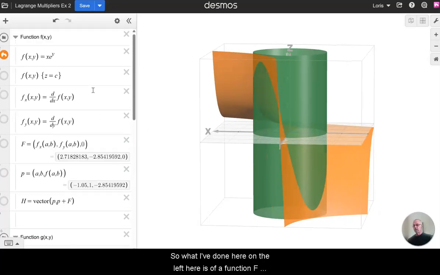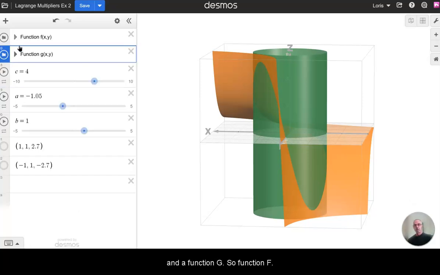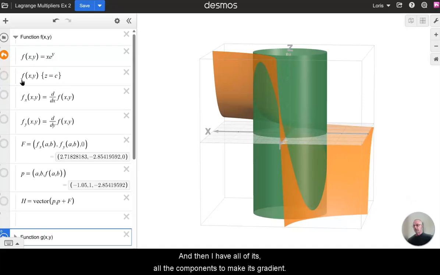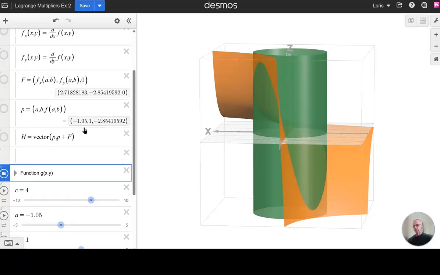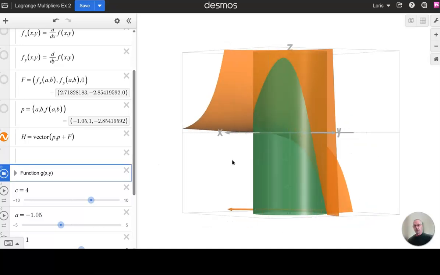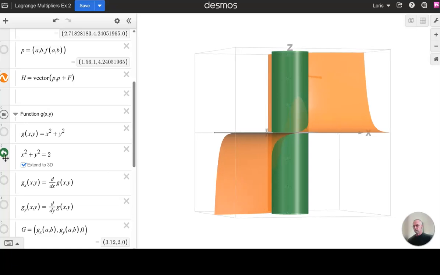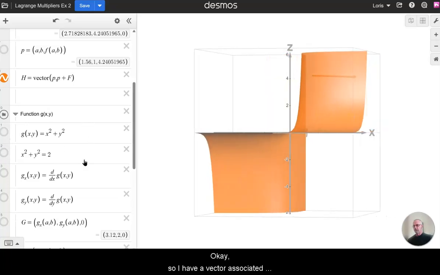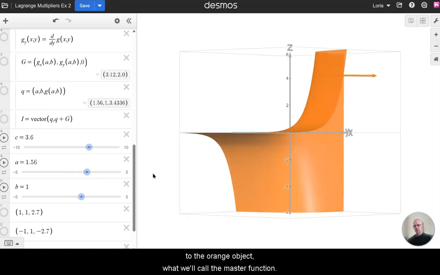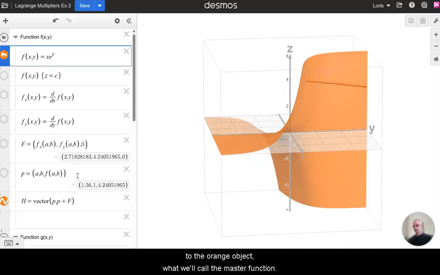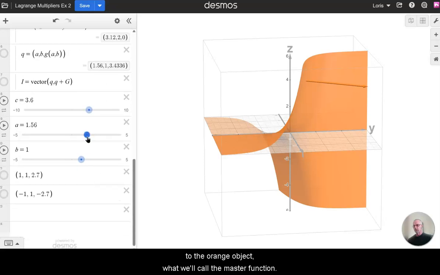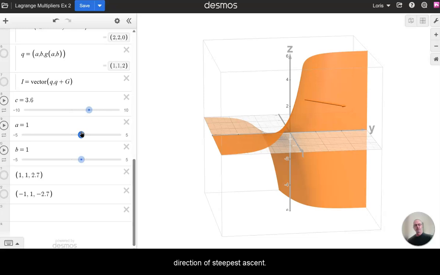So what I've done here on the left is I have a function f and I have a function g. So function f, and then I have all the components to make its gradient. And then here is the gradient itself in orange. So I have a vector associated to the orange object, what we'll call the master function maybe. This is the gradient vector which points in the direction of steepest ascent.